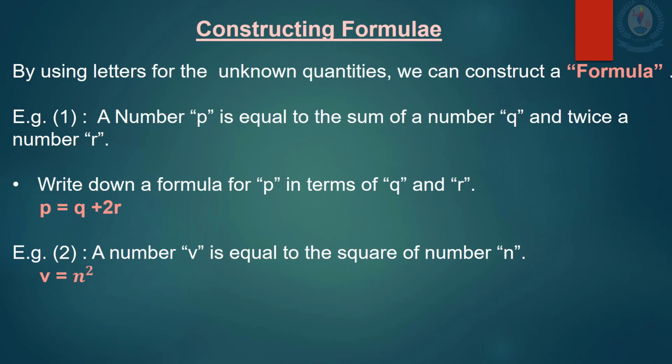Example 2. A number v is equal to the square of number n. v is equal to the square of n, or else we can say v is equal to n to the power 2. So you can now try exercise 2.8. There are 20 sums. At least try to solve 10 sums.